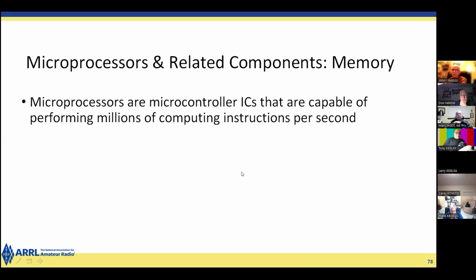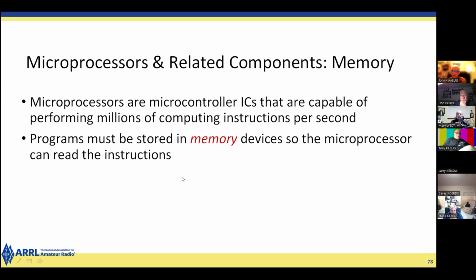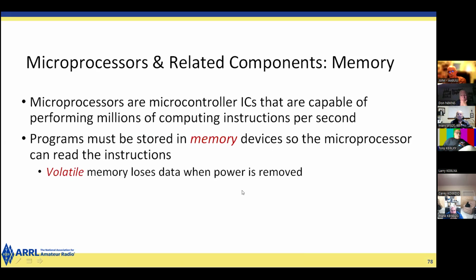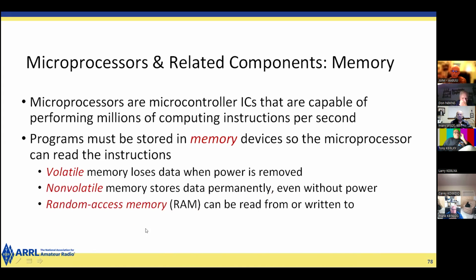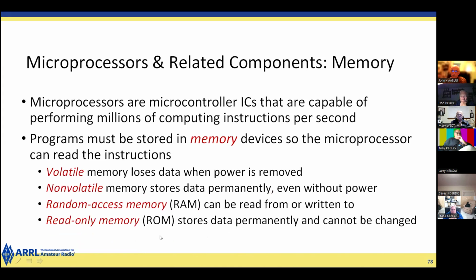Microprocessors and related components. Memory. Microprocessors are microcontroller ICs that are capable of performing millions of computational instructions per second. Programs must be stored in memory so the microprocessor can read the instructions and store the data too. Volatile memory loses data when the power is removed. Non-volatile memory stores data permanently even without power. Random access memory can be read from or written to. Read-only memory stores data permanently and cannot be changed.